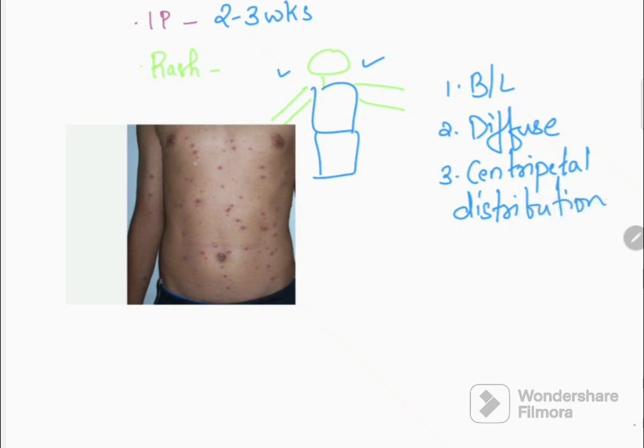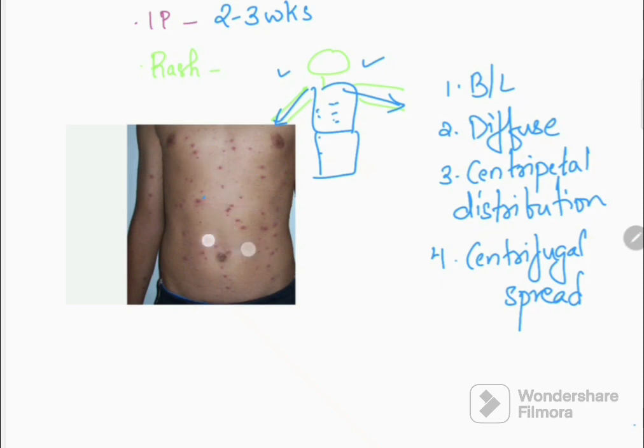It means that the lesions will start on the trunk. That is called centripetal distribution. Afterwards, from the trunk, the lesions will spread towards the limbs, towards the extremities. When this occurs, it is called centrifugal spread. Let me tell that once again. The lesions will start appearing on the trunk, and that is called centripetal distribution. After that, it starts appearing on the limbs, and that is called centrifugal spread.